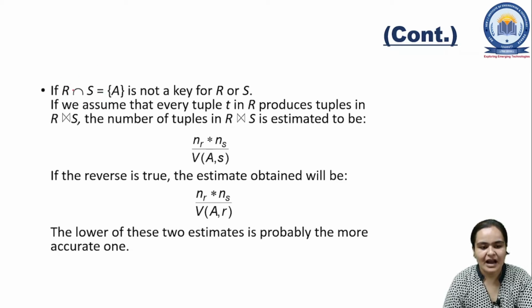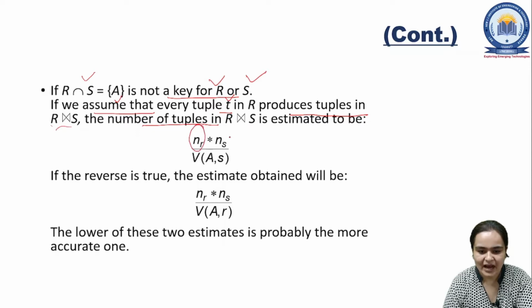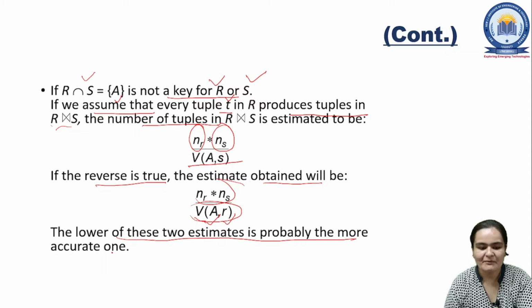Similarly, if R and S have a common attribute A which is not a key in either R or S, then we assume that every tuple t in R produces a tuple in the join of R and S. The number of tuples in R join S is then estimated to be the number of tuples in R times the number of tuples in S over the number of distinct values of A in S. If the reverse is true, the estimate obtained will be the corresponding product over the distinct values of A in R. The lower of these two estimates is probably the more accurate one.